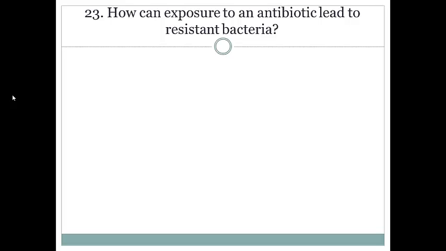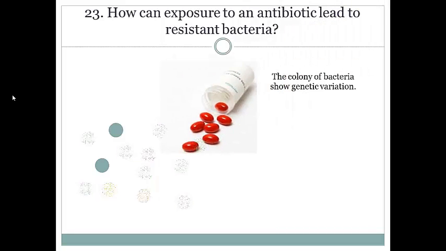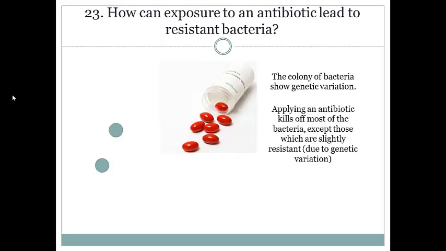How can exposure to an antibiotic lead to resistant bacteria? Here I have a colony of bacteria, and they're all the same species, but there's some slight variation between them, and that's represented by the different colors. So this colony of bacteria shows genetic variation. Now I'm going to treat the bacteria with an antibiotic, and we see that most of the bacteria die off, but a couple of them happen to have some slight resistance due to that genetic variation.